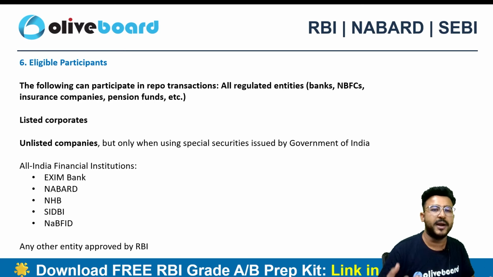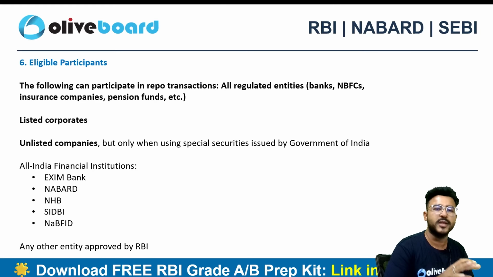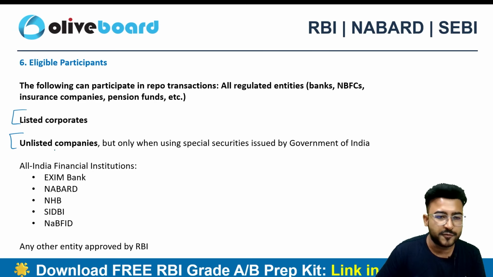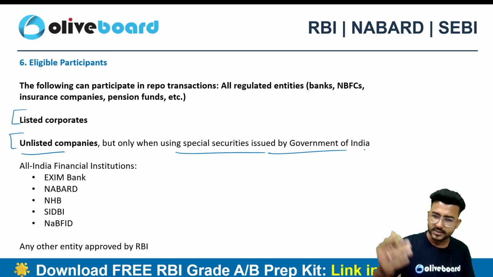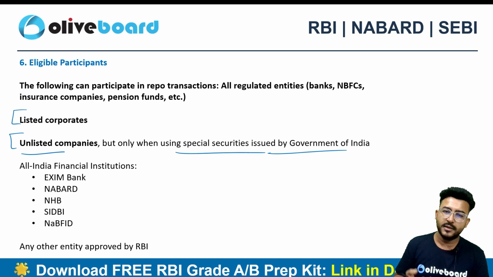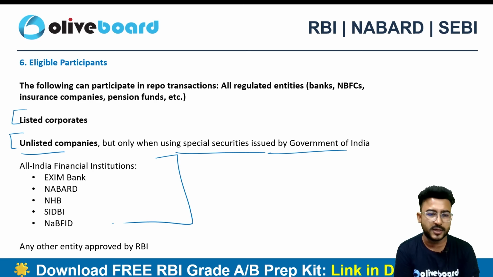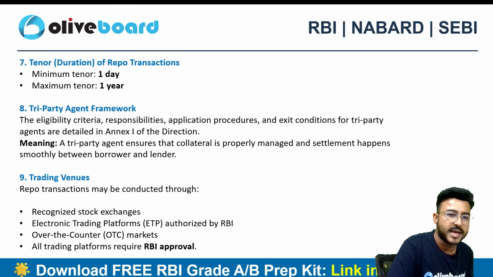Eligible participants who can participate in a repo transaction: all the regulated entities, banks, NBFCs, insurance companies, pension funds, right? They are eligible. So basically listed corporates, unlisted companies also, right? But if you are an unlisted company, then you can use only the special securities as issued by the Government of India. So there is a list of special securities. If you are unlisted, then only special securities are permitted. If you are an AIFI, All India Financial Institution like NABARD, NHB, SIDBI, NaBFID, Exim Bank, or any other entity which is approved by the Reserve Bank of India. So these are the eligible participants who can enter into a repo transaction.